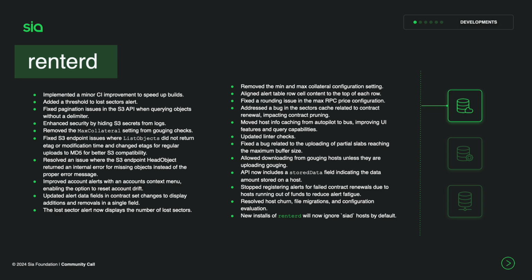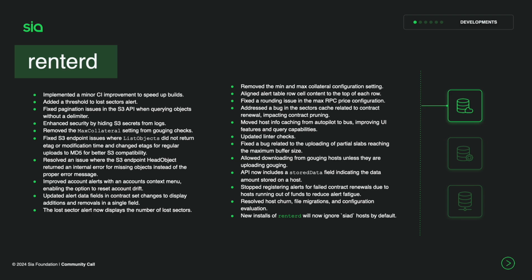We've improved the presentation of contract set alerts by consolidating data fields into a single field that displays both additions and removals on a unified timeline. We've enhanced the lost sector alert to display the exact number of lost sectors. We've adjusted alert table formatting so the cell content aligns to the top of each row. We've removed the minimum and maximum collateral configuration settings to simplify system settings. We've corrected configuration issues where the max RPC price would incorrectly round decimal values to 0.